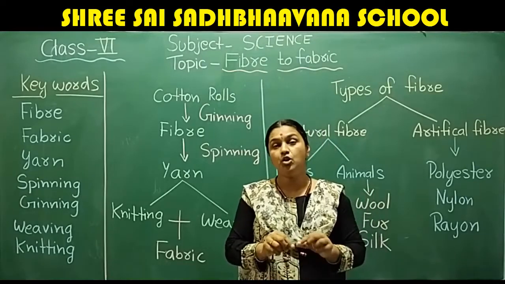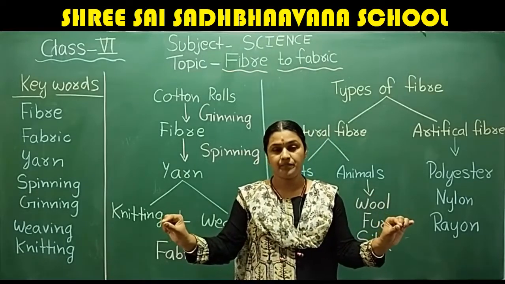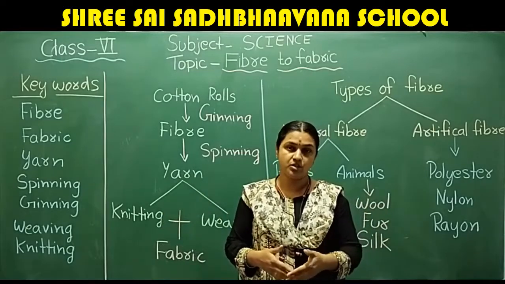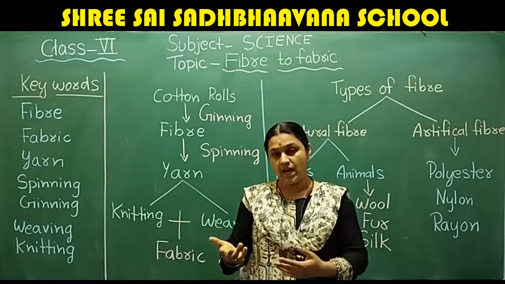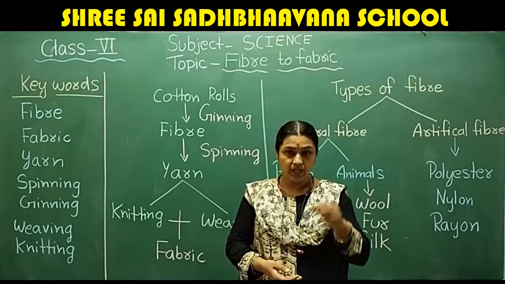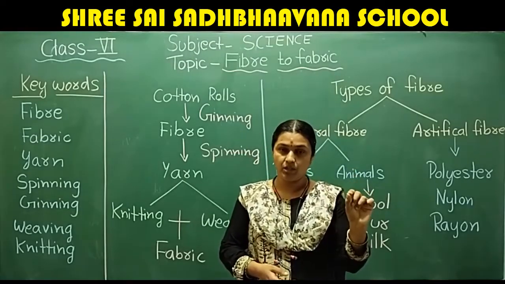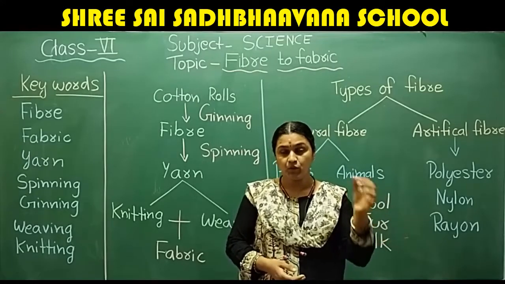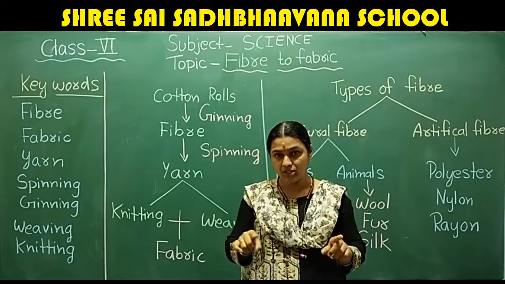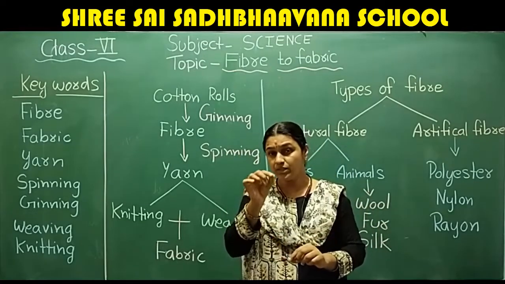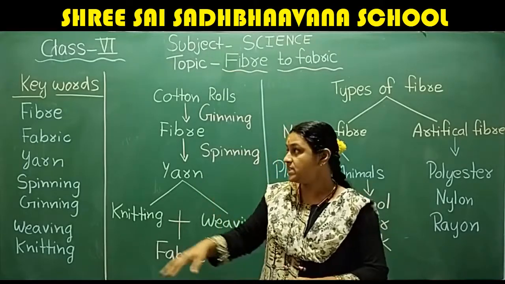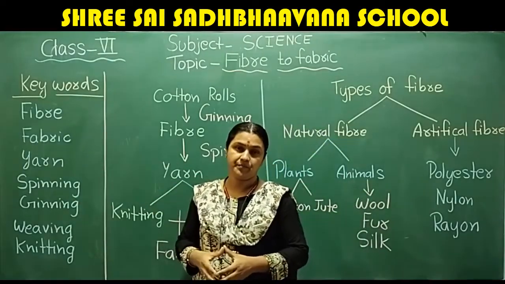Fiber means a long thread. If you have noticed in some of your clothes, or if your mom has a tailoring machine, and when she uses the machine, if you take a cut piece of cloth, the remaining cloth, you can see that there are strands of thread coming out from that piece of cloth. So these strands or threads are called fiber.